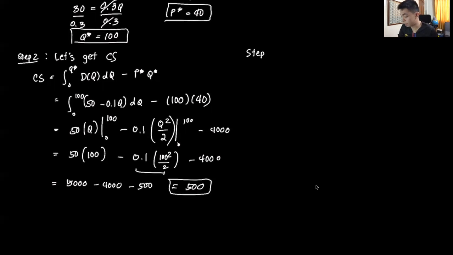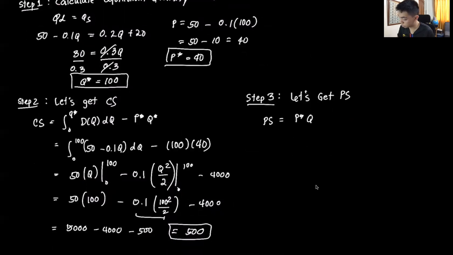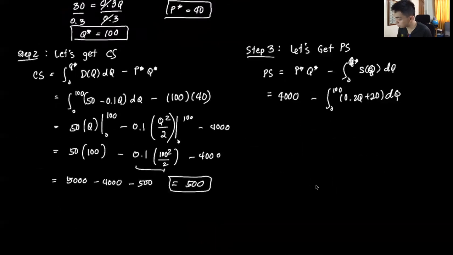Step 3 is to get our producer surplus. Our producer surplus, PS, is equal to P star times Q star minus the integral 0 to Q star of S of Q dq. This is just going to be equal to P star times Q star, which we know is 4,000, minus the integral 0 to 100 of our supply function. Our supply function is 0.2 Q plus 20 dq. Simplifying this, you get 4,000 minus 0.2 times Q squared all over 2, evaluated 0 to 100, minus 20 times Q evaluated from 0 to 100.